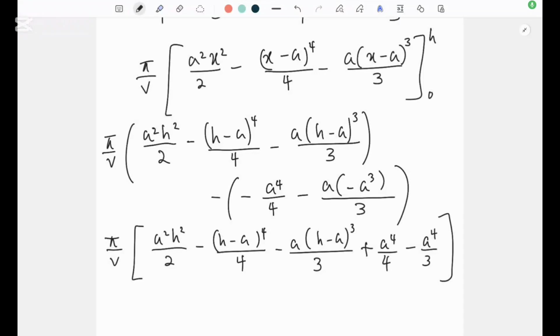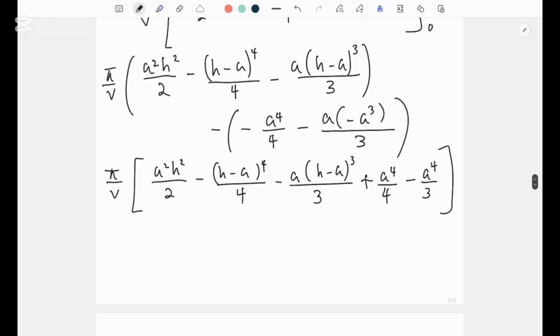Just like earlier, I'm not going to expand (h minus a) to the power of 4 and (h minus a) to the power of 3. You can use binomial expansion. If you guys have doubts with that, please drop a comment. I'll help you guys out with that. So I'm just going to write down the expansion instead.